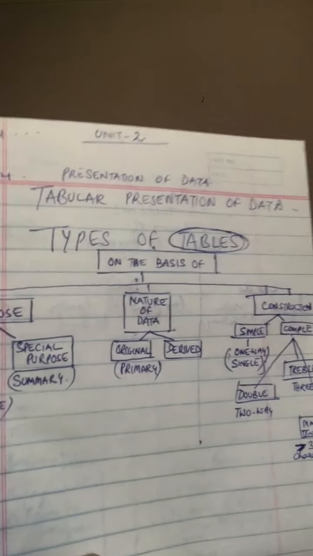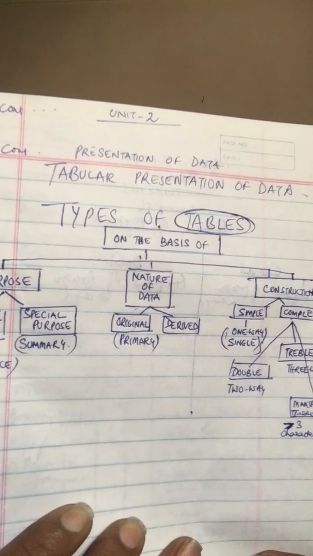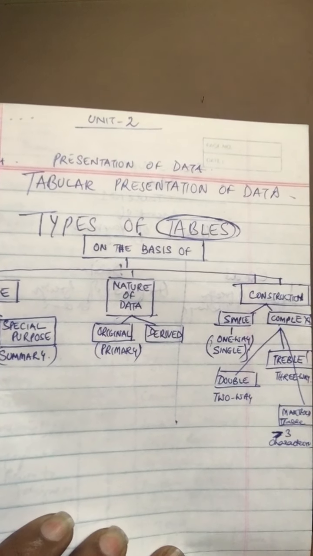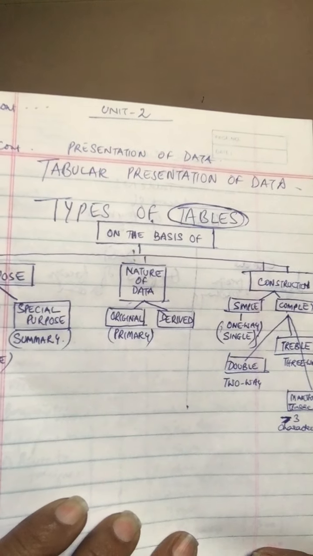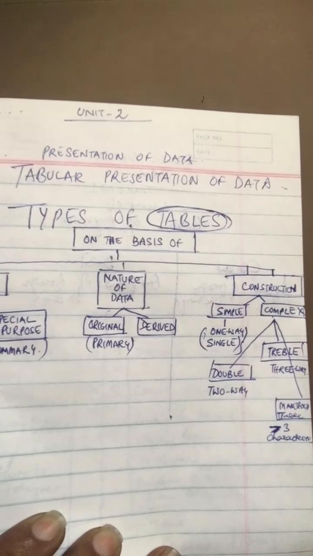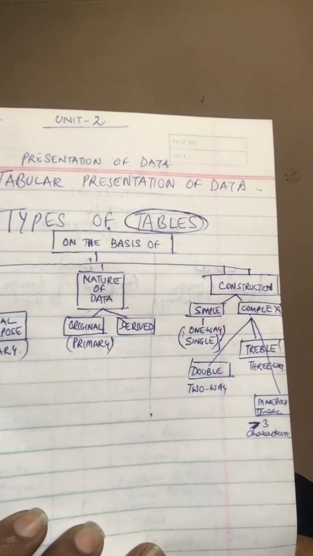That means presenting data in the form of a table, that is in rows and columns. Even in that we talked about types of tables. So in types of tables, you can just have a look, tables are divided on the basis of purpose and the nature of data and on the basis of construction. Now on the basis of purpose we finished, that is the general purpose table, which are huge tables that we have, which have the entire gamut of data.